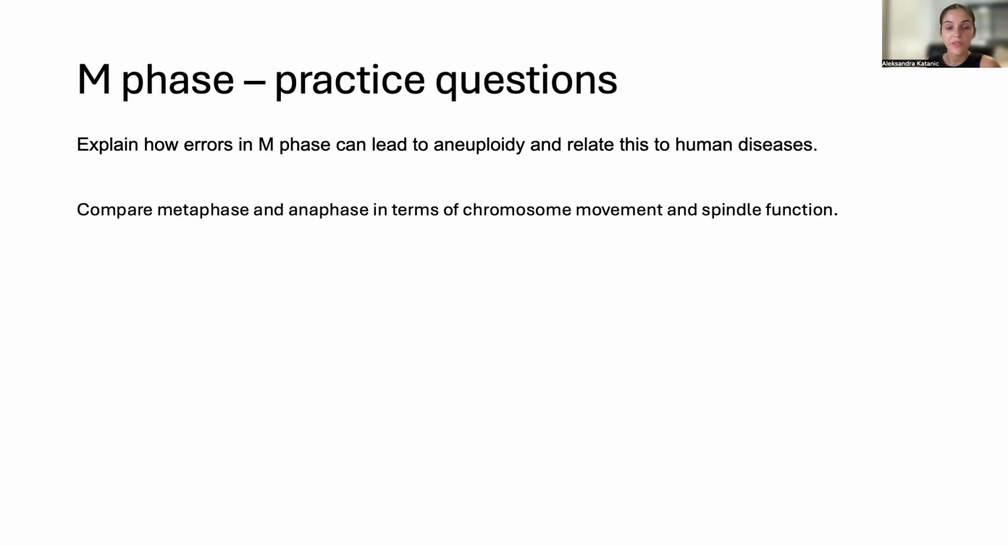Next question, compare metaphase and anaphase in terms of chromosome movement and spindle function. So you can say something like, when asked a comparison question, I think it's good to include similarities and differences, at least one key one for each. So in both metaphase and anaphase, in terms of chromosome movement, the chromosomes line up at the cell's equator. However, in metaphase, they are not separated, whereas in anaphase, the mitotic spindle will pull the sister chromatids apart. That's perfect. Okay.